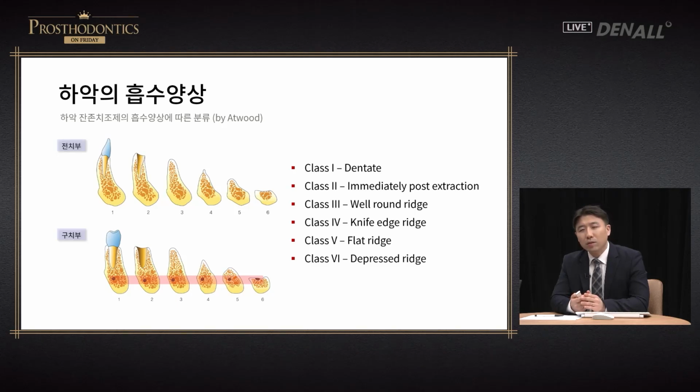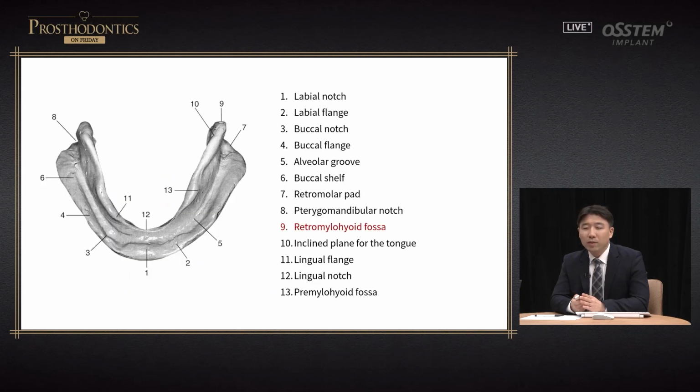In this case, even if you have excellent technique and take a good impression, and even if everything is perfect, it may be difficult for the patient to use. In the case of flat ridge or depressed ridge, overdenture is more recommended. I believe using implants can lead to better results. I believe we need to understand the anatomical structures very well. You need to remember the terms.